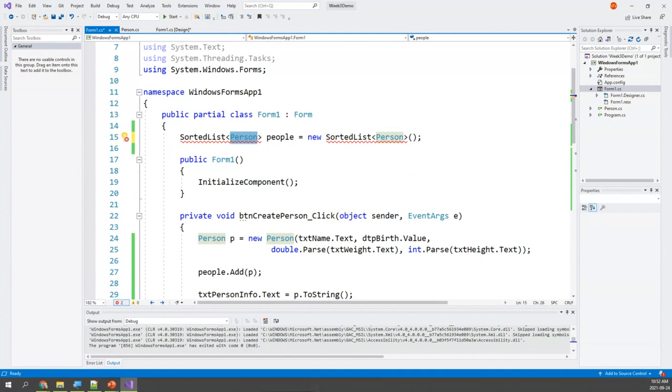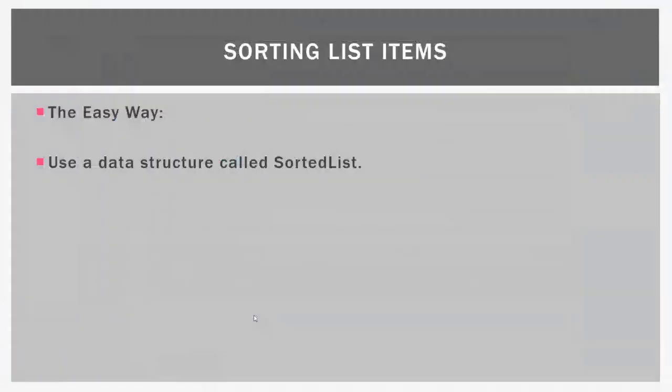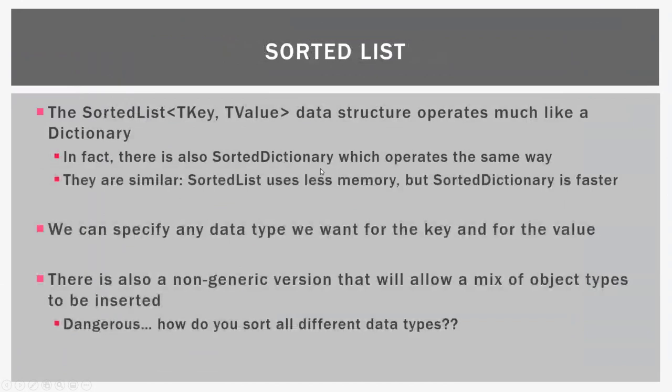So sorted list will automatically sort the list items for you, but the caveat there is: what can you specify as the key? Are we going to sort on a particular value in our object? Are we sorting persons by name? Are we sorting them by birth date? Are we sorting them by height, tallest to shortest? So we'd have to determine how we're going to perform the sort.